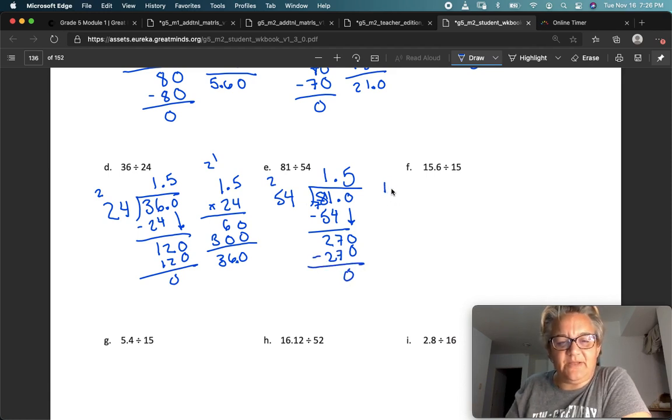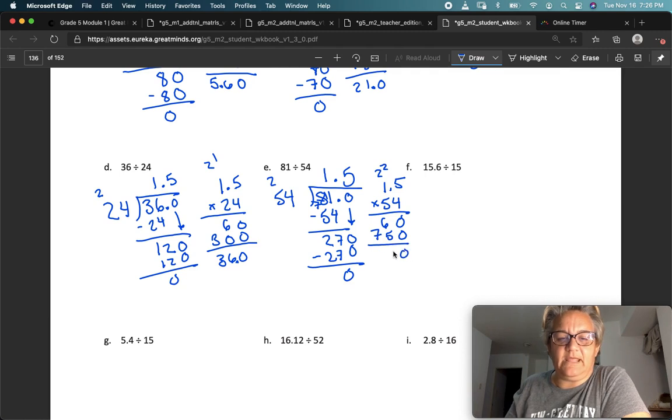Now I'm going to multiply 1 and 5/10 times 54. 4 times 5 is 20, carry the 2. 4 times 1 is 4, plus 2 is 6. Drop the 0. 5 times 5 is 25, carry the 2. 5 times 1 is 5, plus 2 is 7. And I get 81. So much division practice, so much multiplication practice. We're doing great. You guys are doing great.